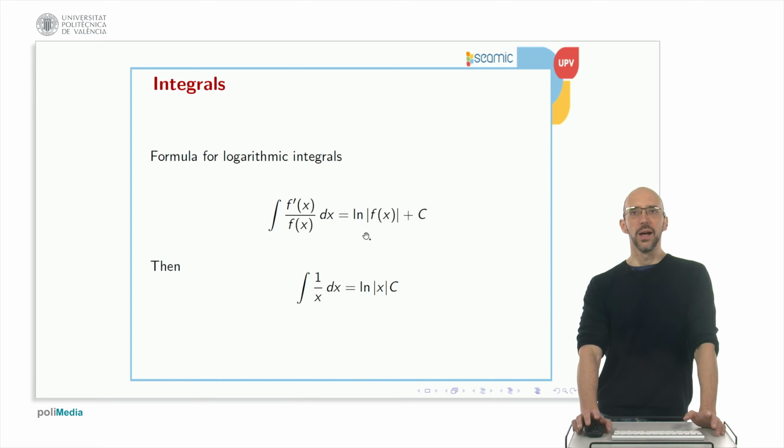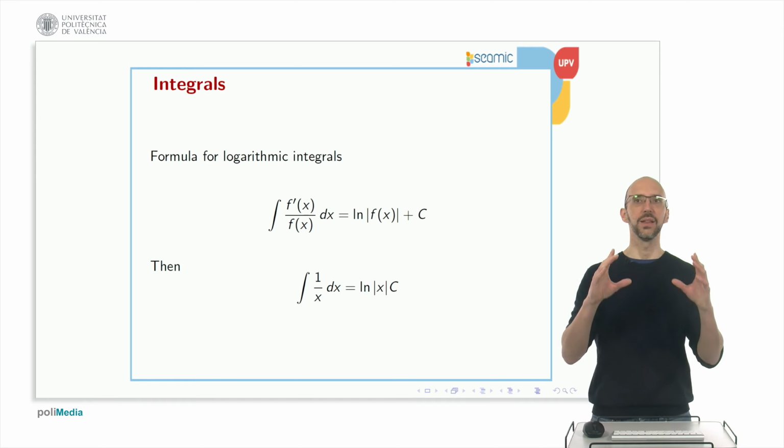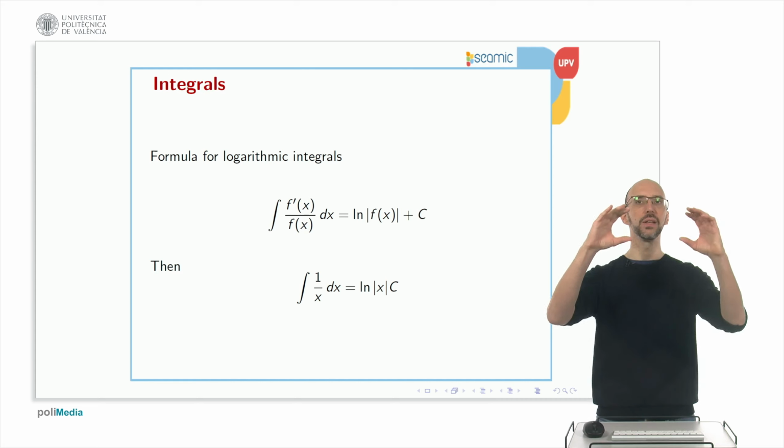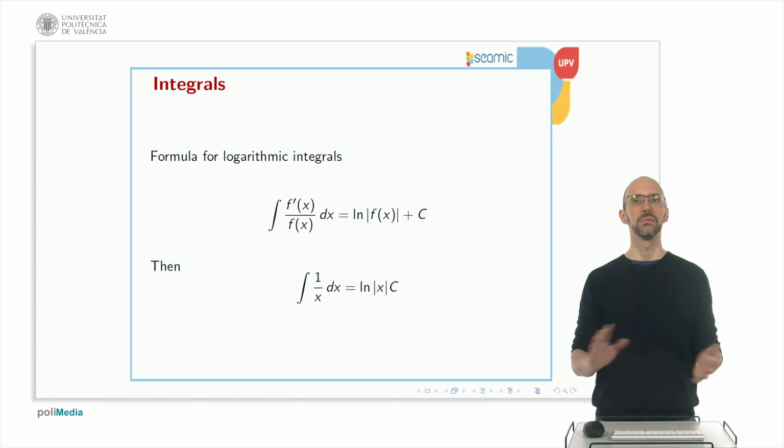Okay, so let me recall the formula. I see a fraction, I see a quotient in an exercise. The first thing you need to do is to make sure, or ask yourself, if the derivative of the denominator is in the numerator. If this happens, no problem. You can apply this formula. It's the natural logarithm of the denominator in absolute value.